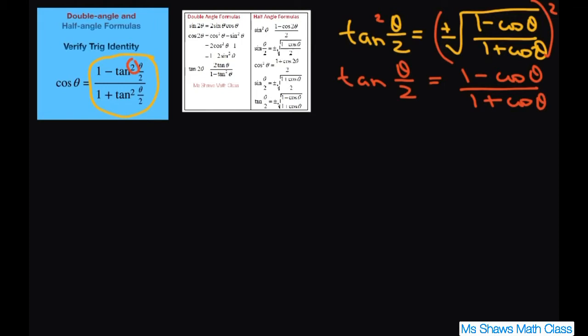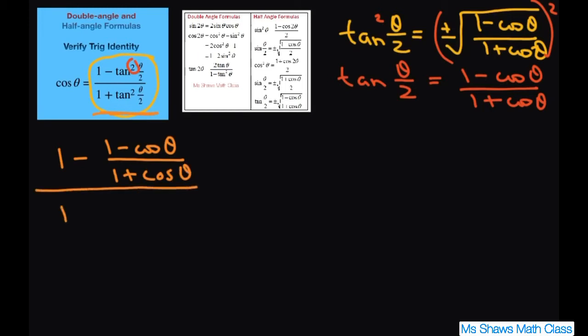All right, so let's just substitute, and we're going to work on this side again. So we get 1 minus, substitute for tan squared, (1 minus cosine of theta) divided by (1 plus cosine of theta), all divided by, and do the same thing for the denominator, 1 plus (1 minus cosine of theta) divided by (1 plus cosine of theta).